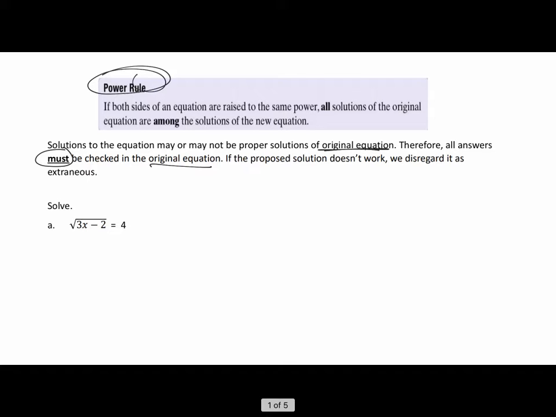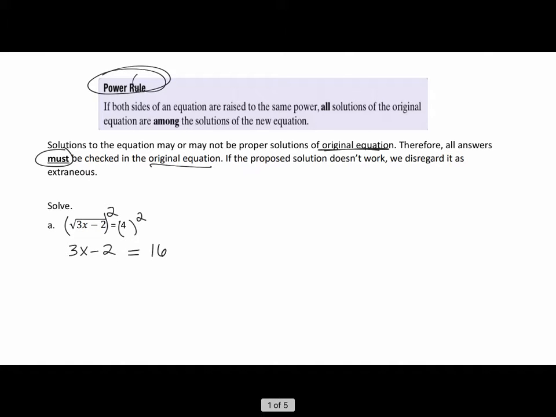So for example A here, we want to solve this equation. There's a radical on one side of the equation. And so in order to get the radicand out of this side, I need to raise to the power of the index, which is 2. So I need to raise the other side to the same power to stay equivalent here. That will cancel out the radical on the left side, leaving just the radicand, 3x minus 2. On the right side, 4 squared is 16.